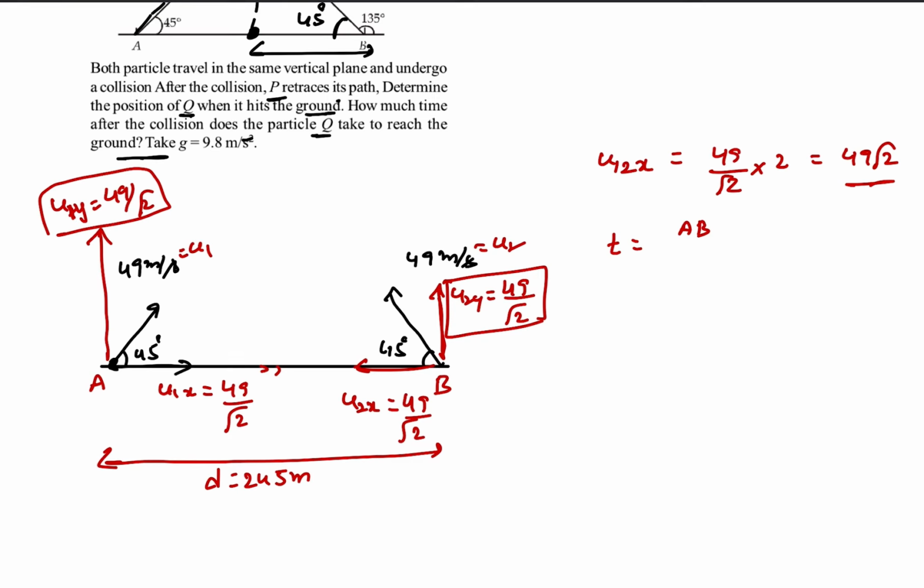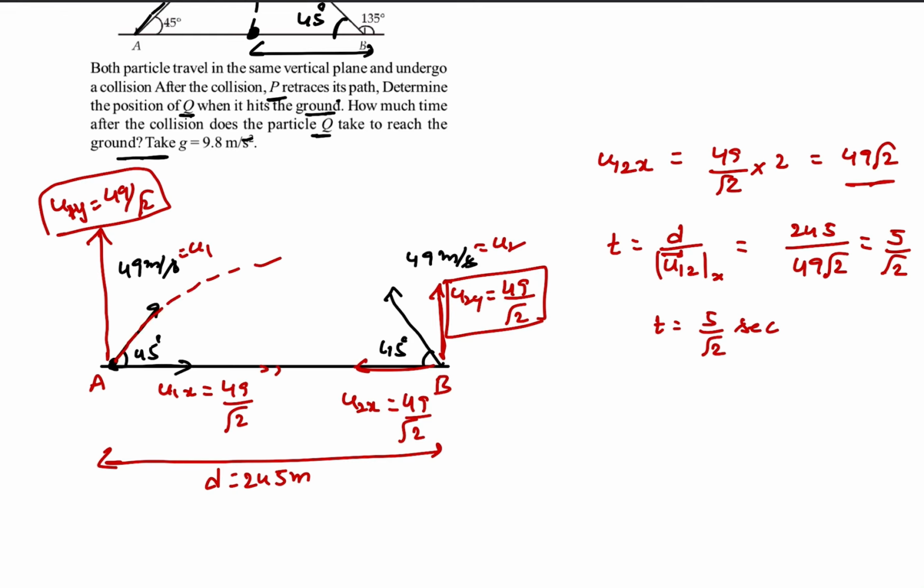Now you can calculate at what time they collide actually. Time is equal to AB, that is equal to D, AB distance D, divided by the u12 bar along x-axis. Now you can write the value is 245 divided by 49 into root 2. So you'll get 5 by root 2 seconds. So they collide at 5 by root 2 seconds. Nothing but we can see, as their vertical components are same, both reach their vertical positions at the same point. So at highest point they collide.